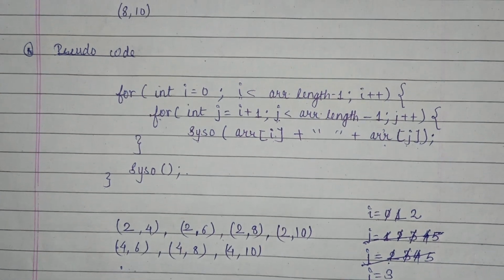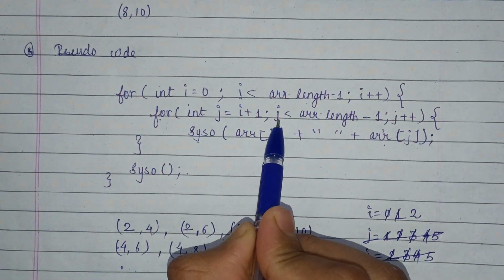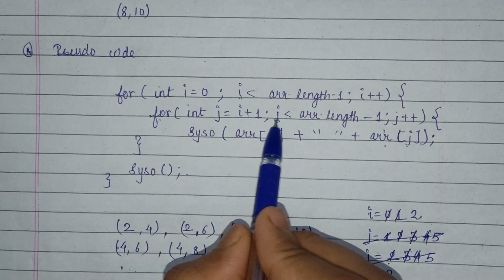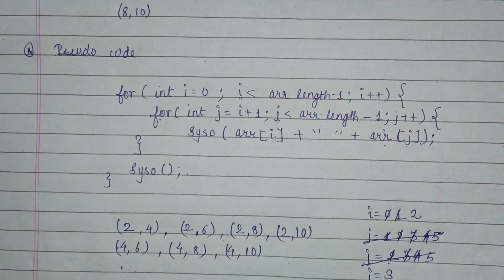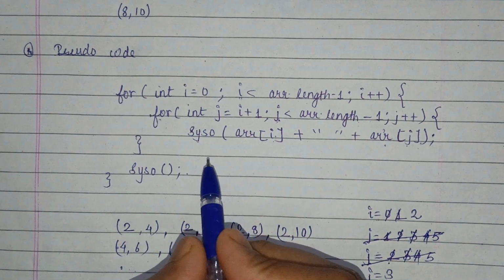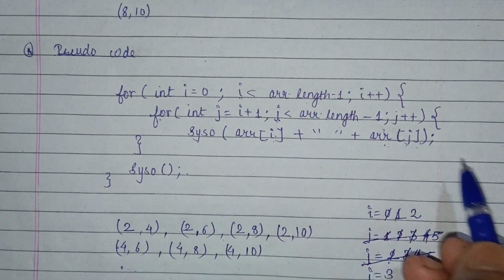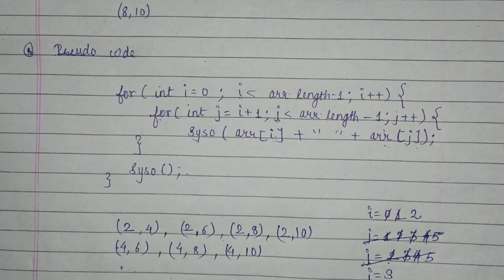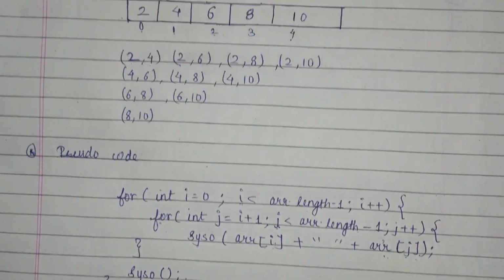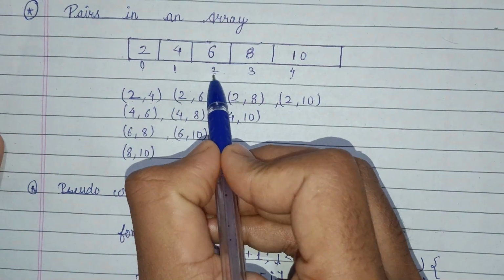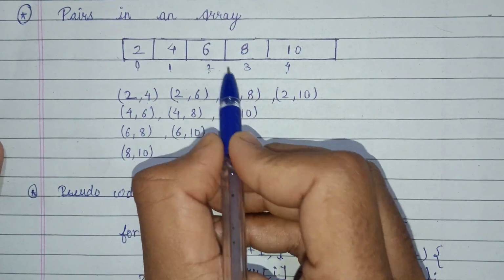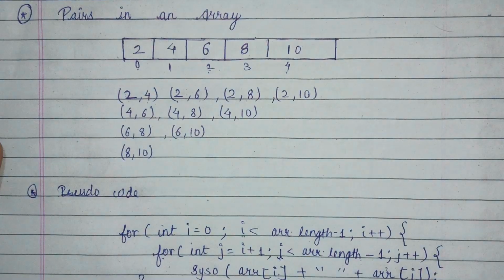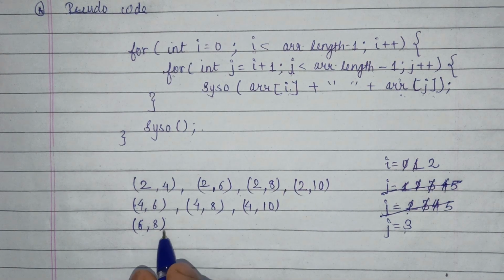and it will get compared. Is 3 less than array length? Obviously yes. Print the array of i and array of j. Now array of i is 2 and array of j is 3. Now array of i is here 6 and array of j is 8. 6 and 8 I have written here.